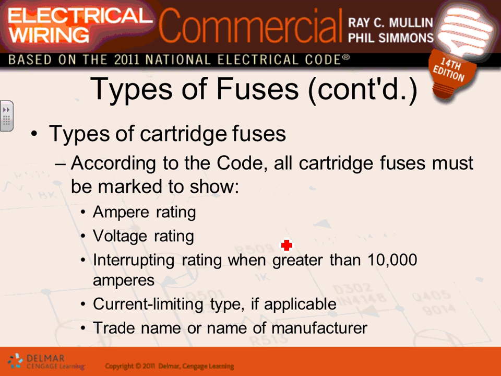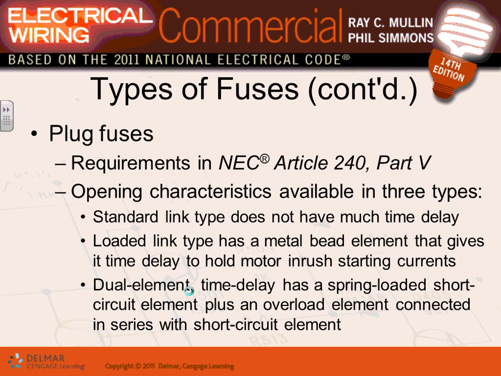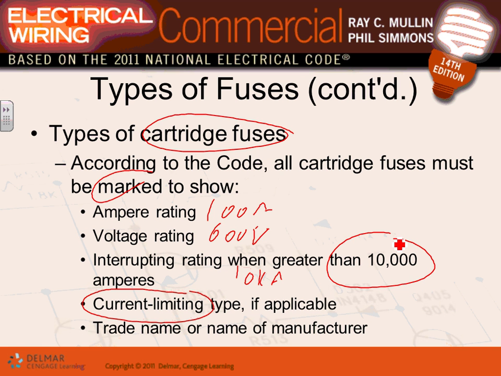On cartridge fuses, guys, the following things by the NEC code book must be marked on the equipment. You have to have the amp, say 100 amp. The voltage, say 600 volt. Interrupting rating, say 10,000 amp. Current limiting, if it's current limiting, it will tell you it's current limiting. And the manufacturer, say Bussmann or any of these fuse manufacturers. These are the things required by the NEC code book to be on a fuse. Very similar to a circuit breaker. Interrupting rating, if other than 10. If it doesn't have an interrupting rating, this means it can handle up to 10.